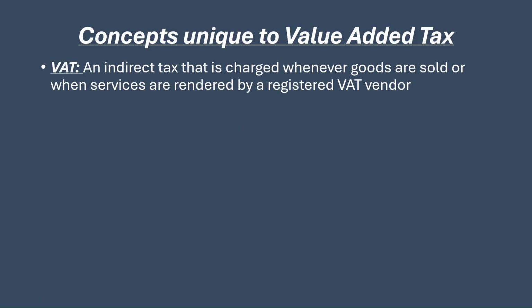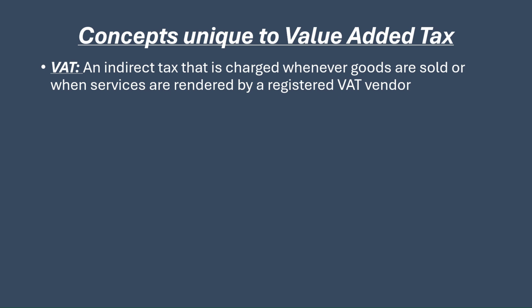Now, the concepts that are unique to value-added tax. The first thing that we have, obviously, is the definition for VAT. VAT is an indirect tax that is charged whenever goods are sold or when services are rendered by a registered VAT vendor, right? So when somebody buys something from a local store or maybe from Pick and Pay or ShopRite, they are paying tax indirectly because tax is added on the amounts on the products that we are buying, right?